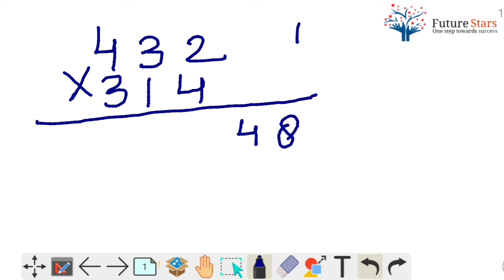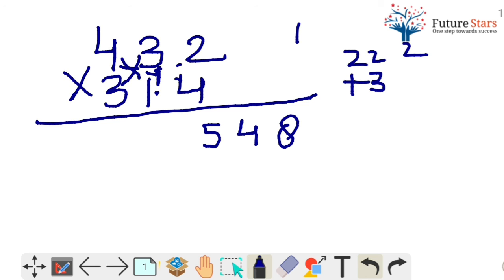Now do cross multiplication again. So 4 into 4 is 16, plus 3 into 2 is 6. So 16 plus 6 is 22. Now 22. Fine. Now 3 into 1 is 3. So you got 25. Write 5. 2 is carried.